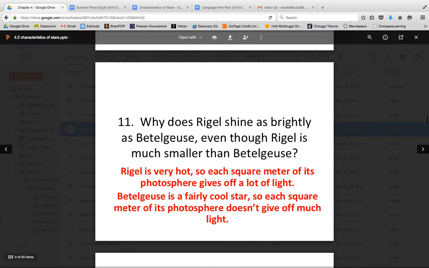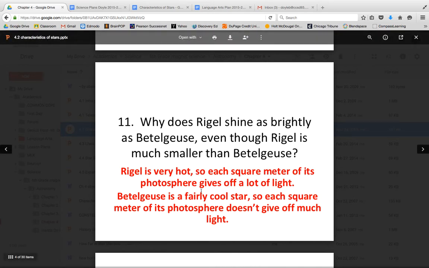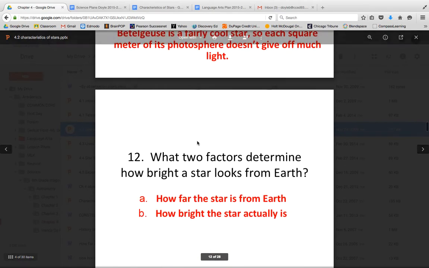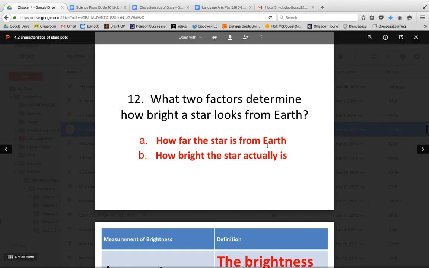Rigel shines as brightly as Betelgeuse, even though Rigel is much smaller than Betelgeuse. Rigel is very hot, so each square meter of its photosphere gives off a lot of light. Betelgeuse is fairly cool, so each square meter of its photosphere doesn't give off as much light. So Rigel is smaller, but it's burning brighter. Two factors determine how bright a star looks from the Earth: how far the star is from the Earth and how bright the star actually is.